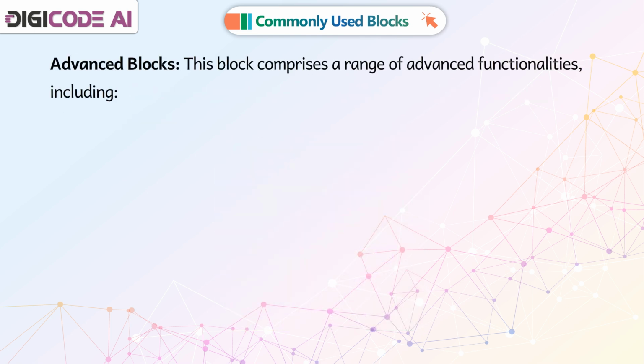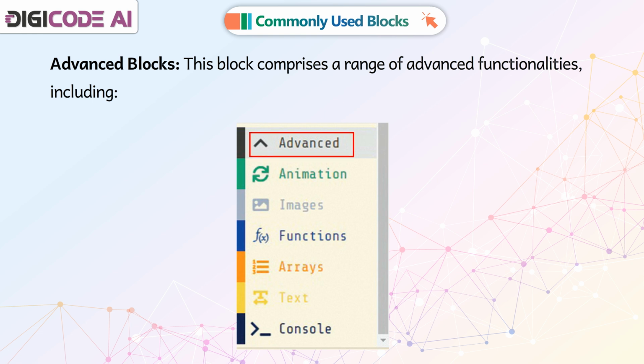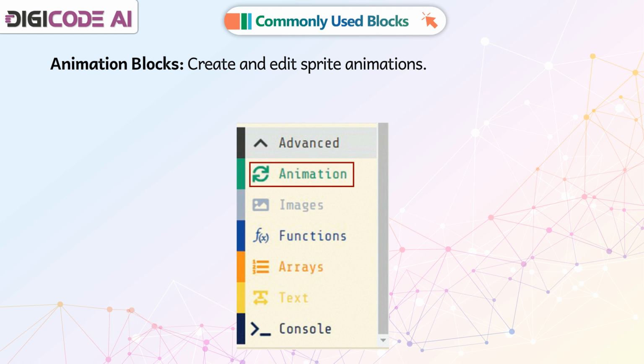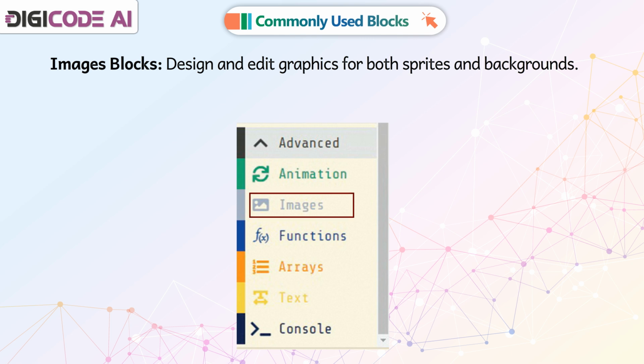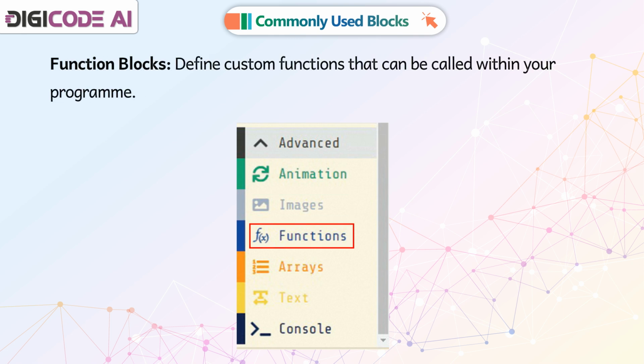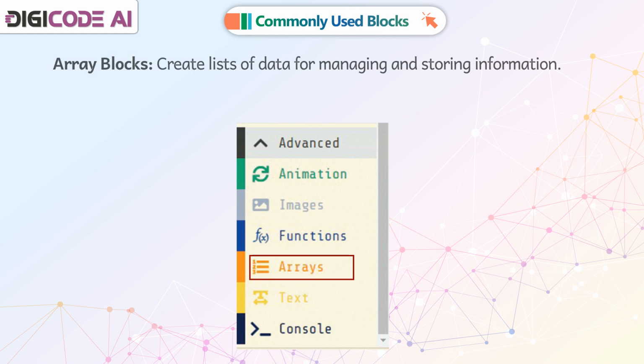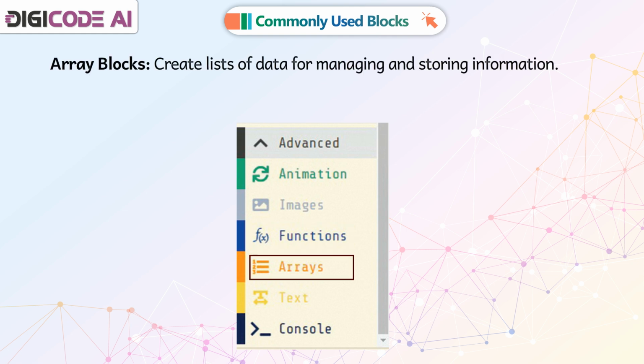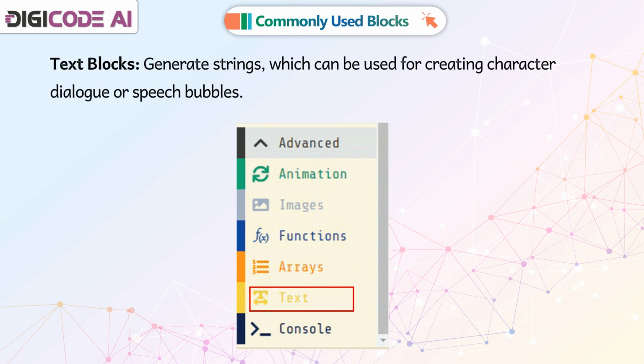Advanced blocks. This block comprises a range of advanced functionalities including animation blocks, create and edit sprite animations; images blocks, design and edit graphics for both sprites and backgrounds; function blocks, define custom functions that can be called within your program; array blocks, create lists of data for managing and storing information; text blocks, generate strings which can be used for creating character dialogue or speech bubbles.